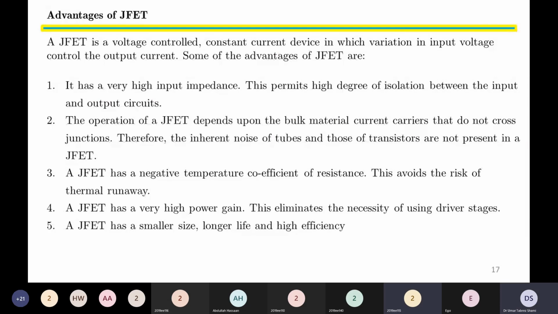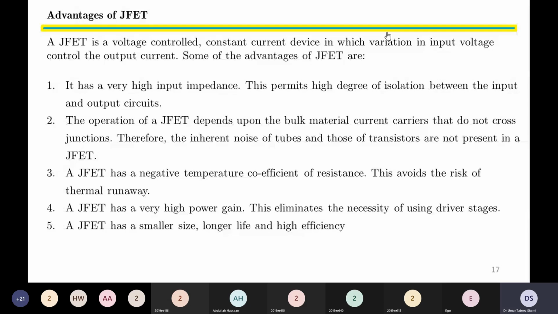By efficiency, one thing is very clear: since there is no junction between drain and source, the current will not face any junction while flowing from drain to source. There will be less voltage drop. The current will pass easily from drain to source.